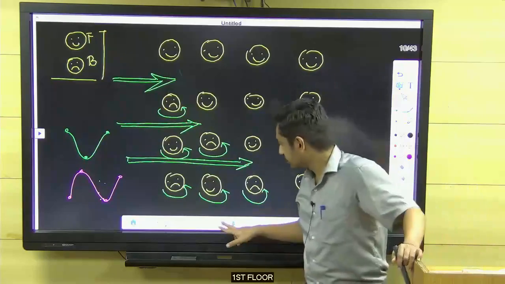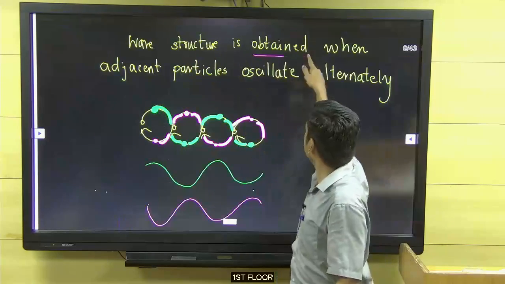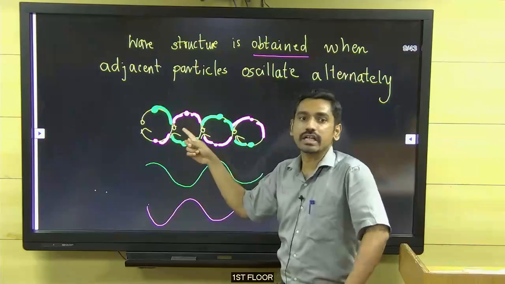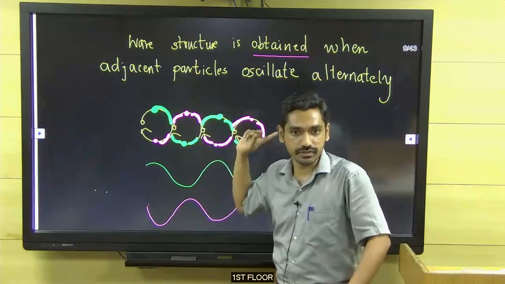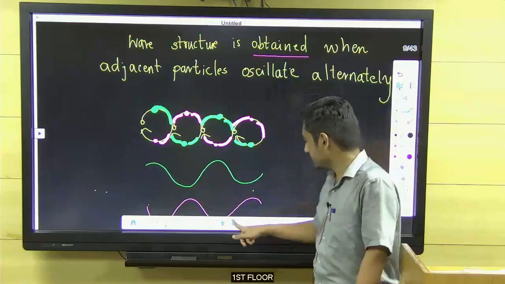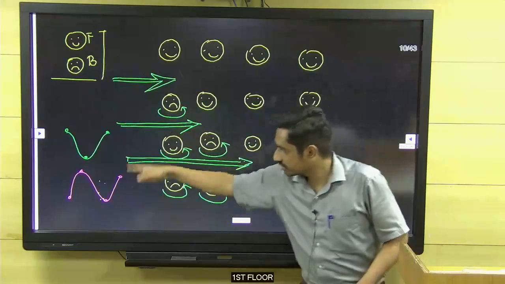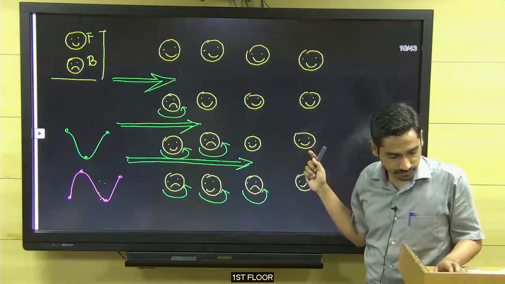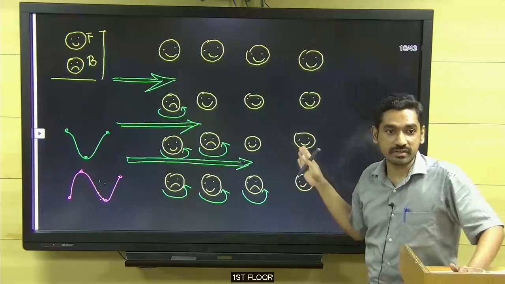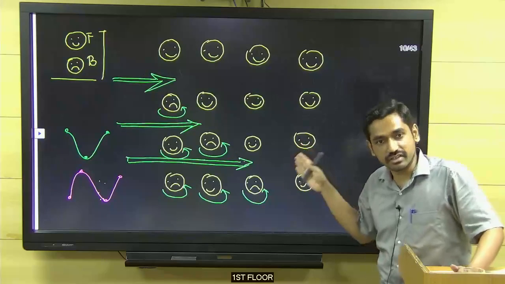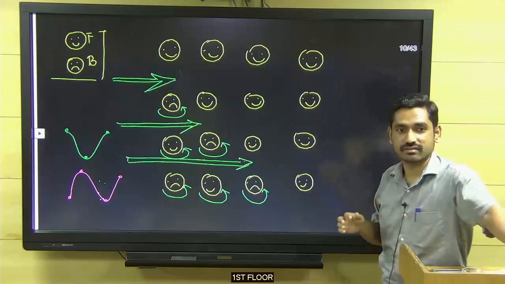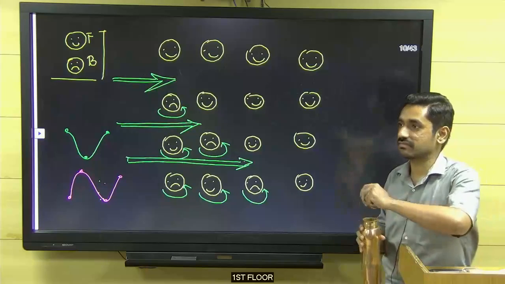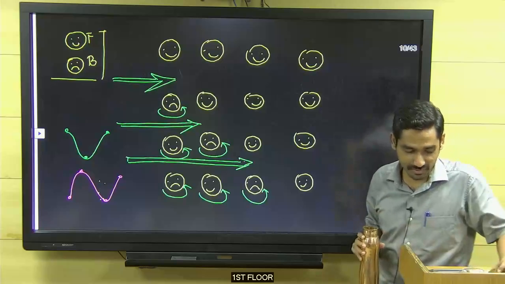Now read that statement. Wave structure is obtained when adjacent particles which are nearby will not have the same position. They'll be in alternating positions. Got it? If you understood this, then the job is done. Just correlate. Don't draw this in the exam. This is understanding. Draw the previous one in the exam. You won't find this in NCERT.